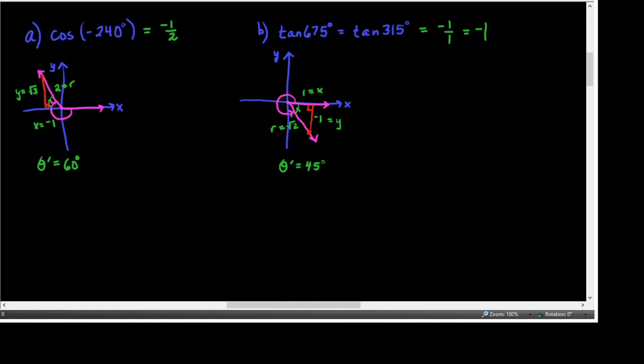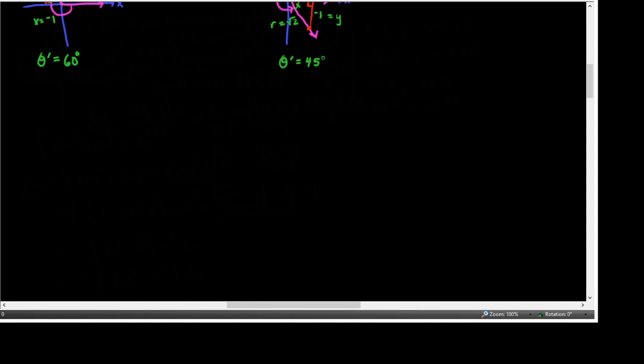All right, so more examples. The next one says to use a reference angle to find sine of theta and cosine of theta for the given theta. So we're finding both sine of theta and cosine of theta for each of these. Not all 6, so that's a little bit of a savings. So, first one, theta is 150 degrees.